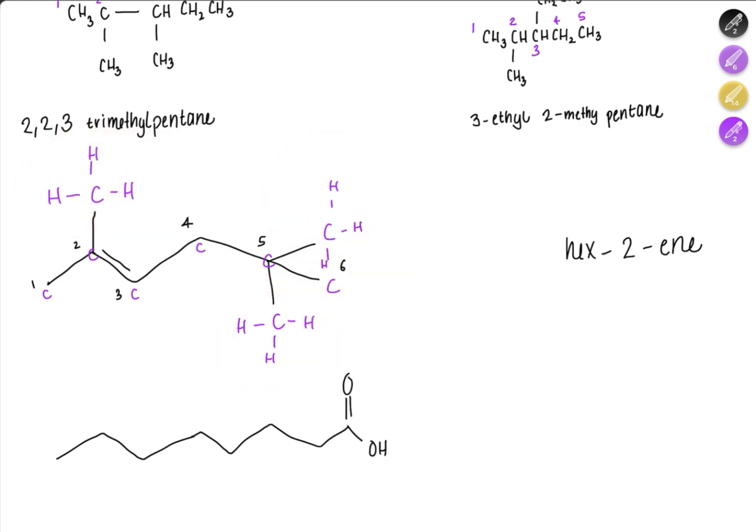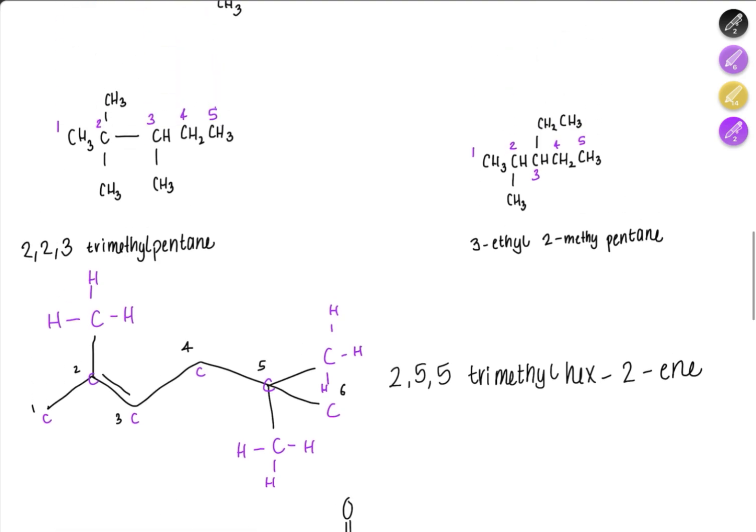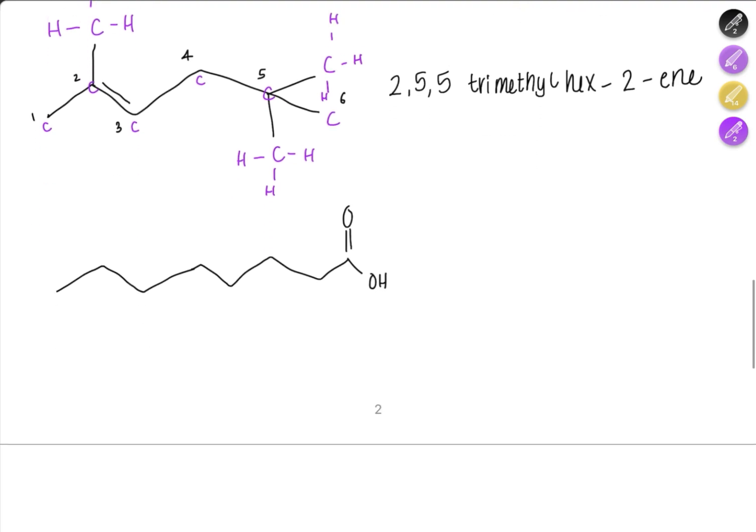Therefore, we will call this trimethyl. And then on which number of carbon are these methyl groups attached? 1 of them is attached to the second carbon, and 2 of them are attached to the 5th carbon. So we will call this 2, 5, 5 trimethyl hex-2-ene. This may sound very complicated, but when you get the hang of it, it's going to be very easy.